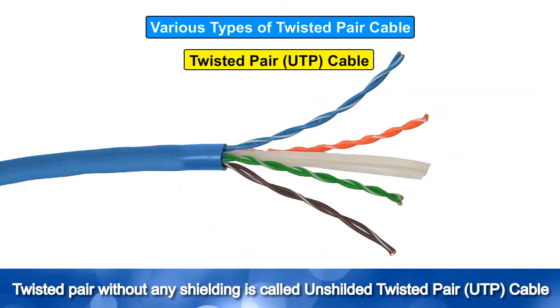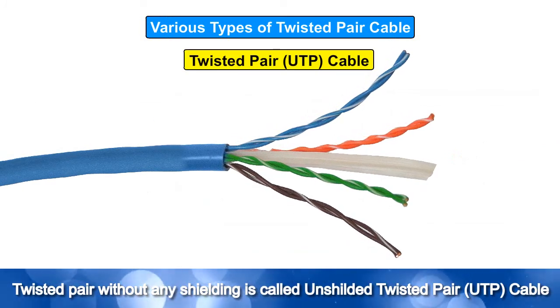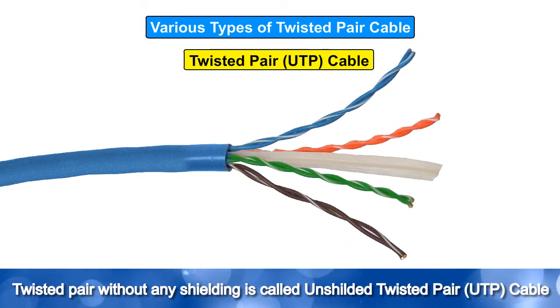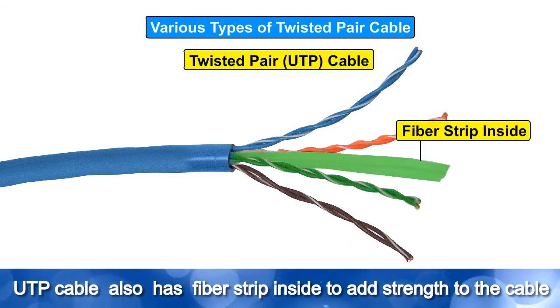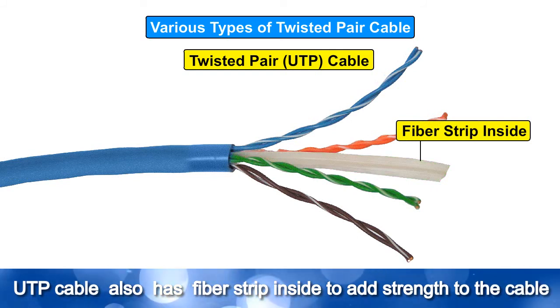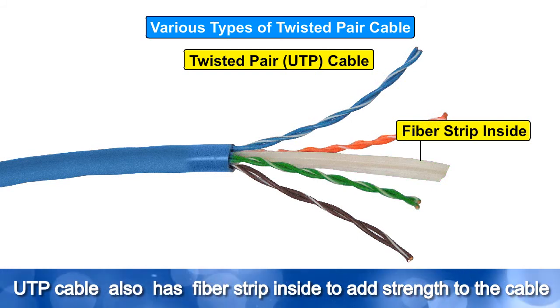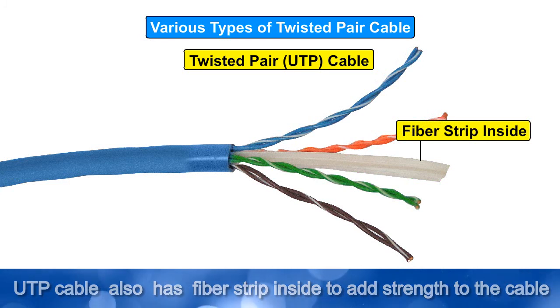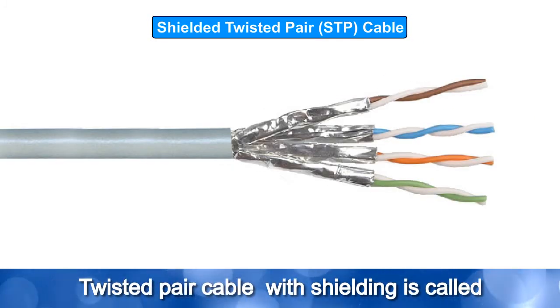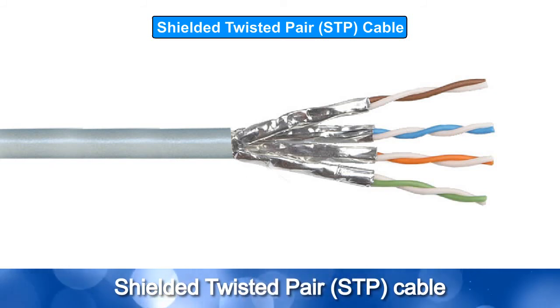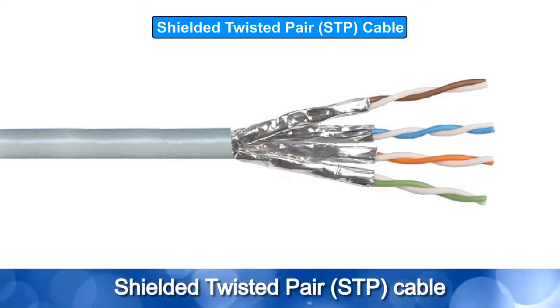Twisted pair cable without any shielding is called unshielded twisted pair, UTP cable. UTP cable also has a fiber strip inside to add strength to the cable. Twisted pair cable with shielding is called shielded twisted pair, STP cable.